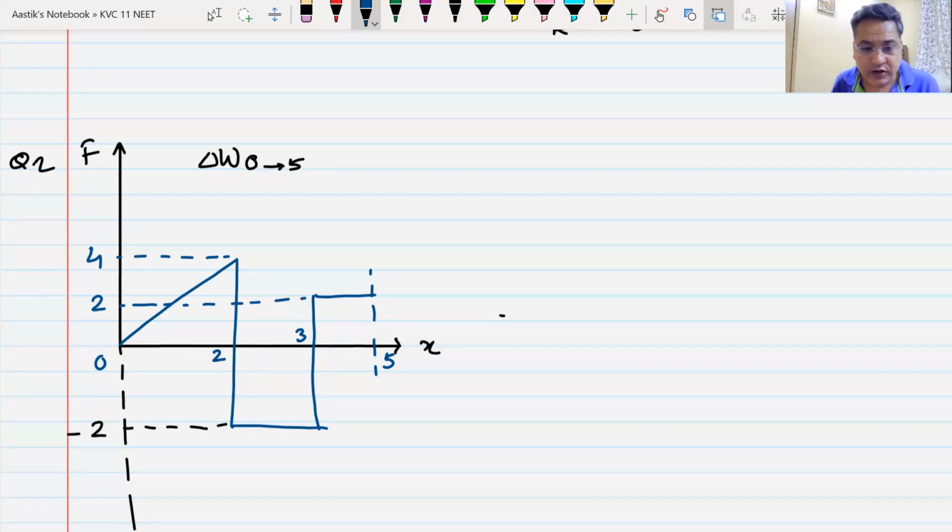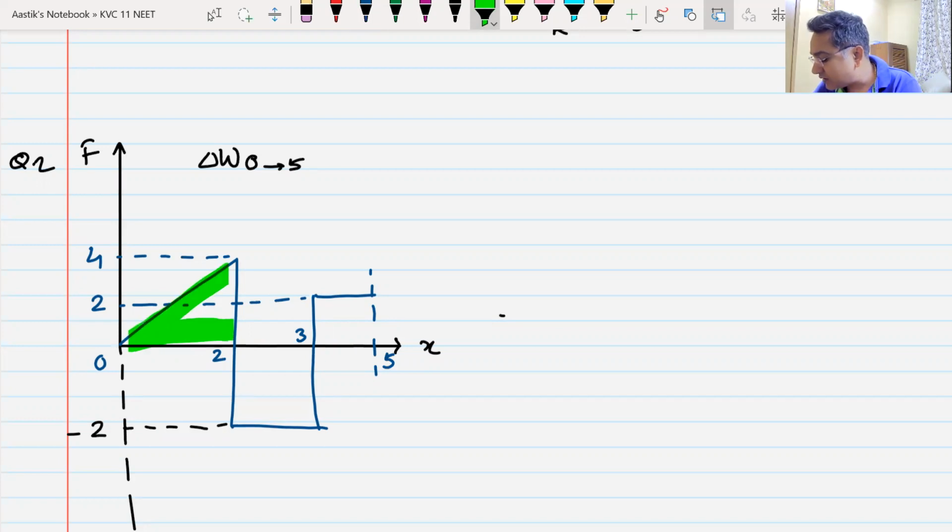Okay. How are we supposed to do this? We just have to find out the area. Let us mark this area. Let me call this area the green area. How much is the green area? This green area is the area of a triangle. How do you find the area of this triangle? Half into base into height.